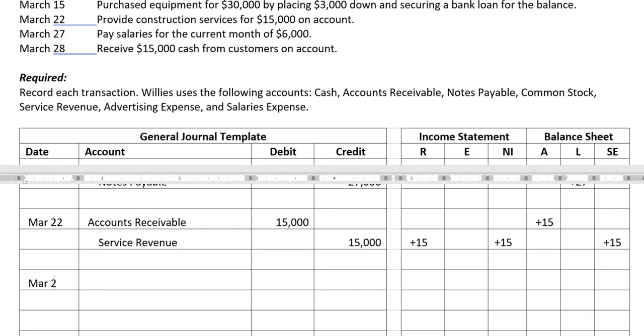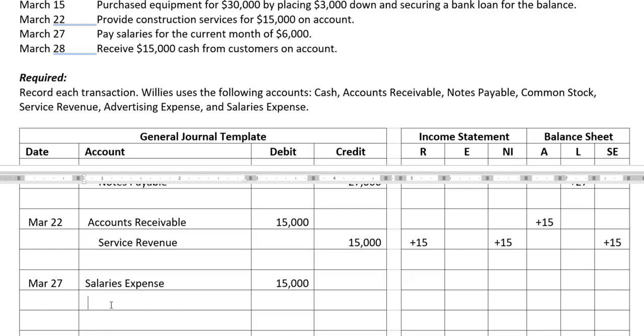All right, continuing on, March 27th. March 27th, we pay salaries for the current month. Salaries to a company would be an expense. Very good. So our salaries expense is going to go up. Expenses are debit accounts because they're reducing equity. So salaries expense goes in there as a debit of $15,000.